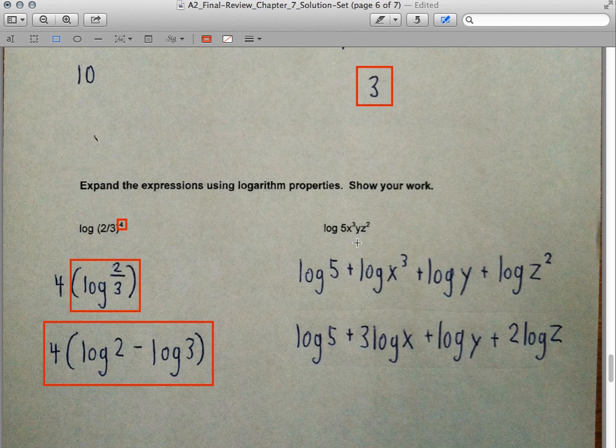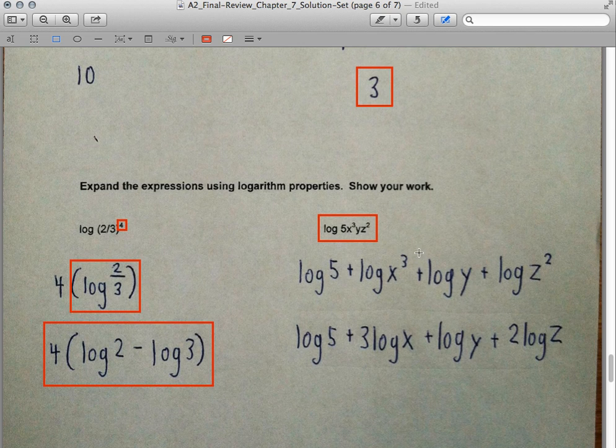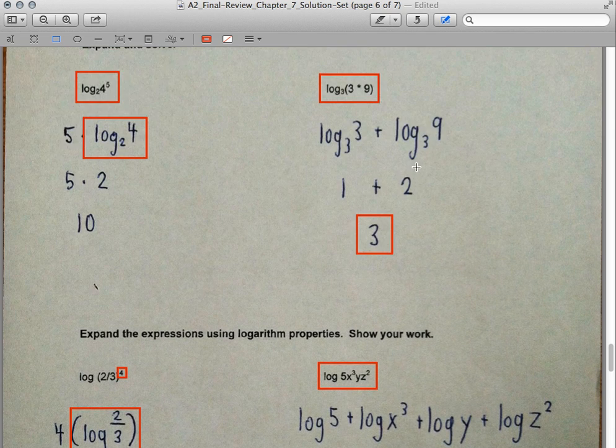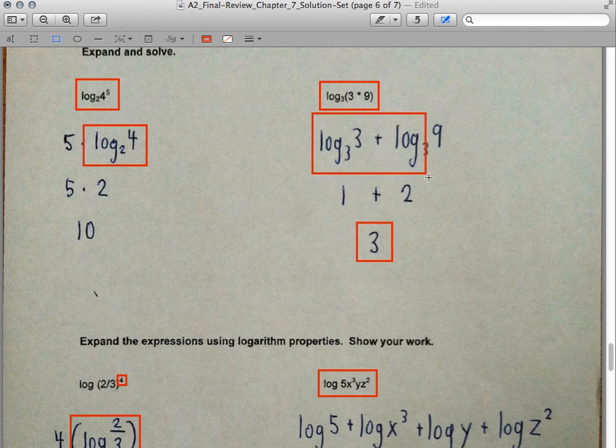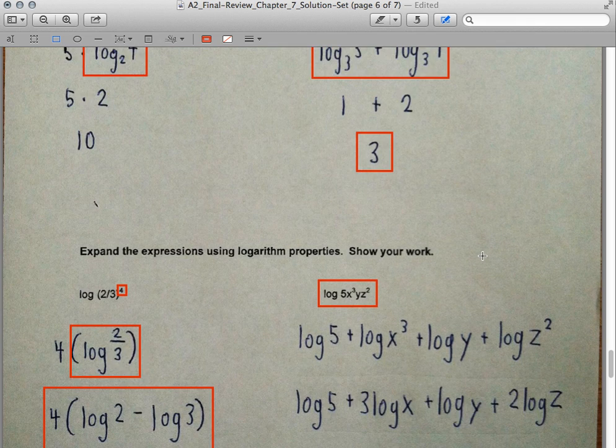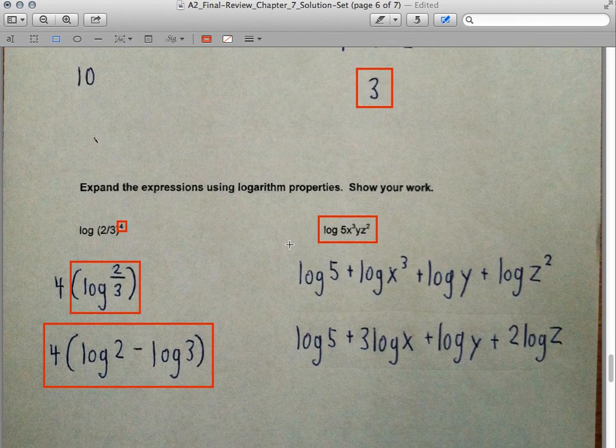Combining a few of these properties into one again, this problem here is log of 5 times x cubed times y times z squared. You can see here that this is the log of 4 different terms being multiplied together. And much like the previous example, where we can take these two terms, 3 and 9, and split them up as the sum of those logs, we can do the same thing here. We can split this up and express it as the sum of 4 different logs because 4 different terms are being multiplied.